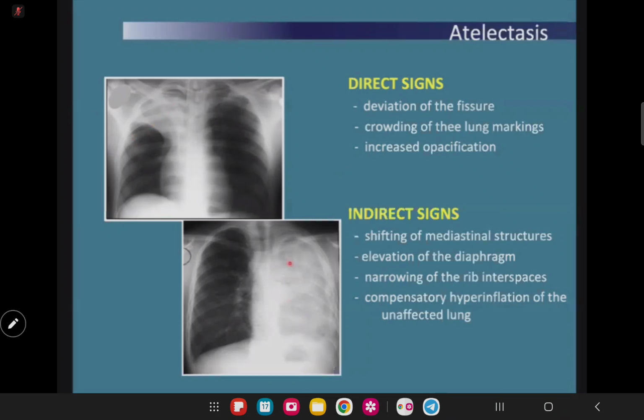This one, indirect sign, shifting of the mediastinal structure. Where should it shift? In the affected site. Elevation of the diaphragm. Actually, in this case, you cannot visualize the diaphragm properly. Narrowing of the rib spaces, and take note, compensatory hyperinflation of the unaffected lung. So that would be your direct and indirect signs of atelectasis.